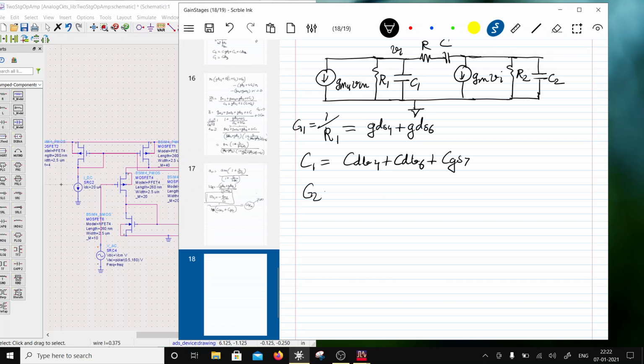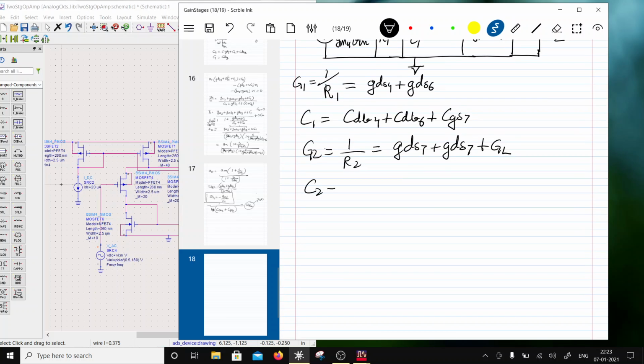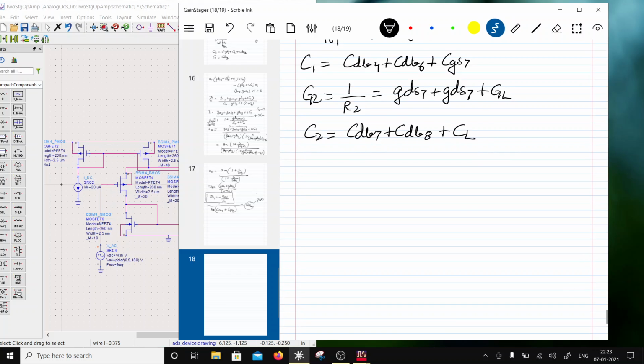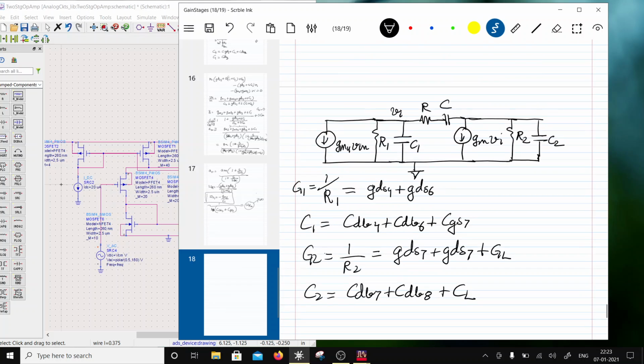We have G2. G2 is 1 over R2, which is going to be equal to GDS7 plus GDS8 plus GL, but GL is not there because RL is infinity. You don't load this OpAmp with a resistor. If you want, you can keep GL, but that's not what it's going to drive. C2 is going to be equal to CDB7 plus CDB8 plus CL, the load capacitance. So this node is VO, this node is VI, and there is V in here.